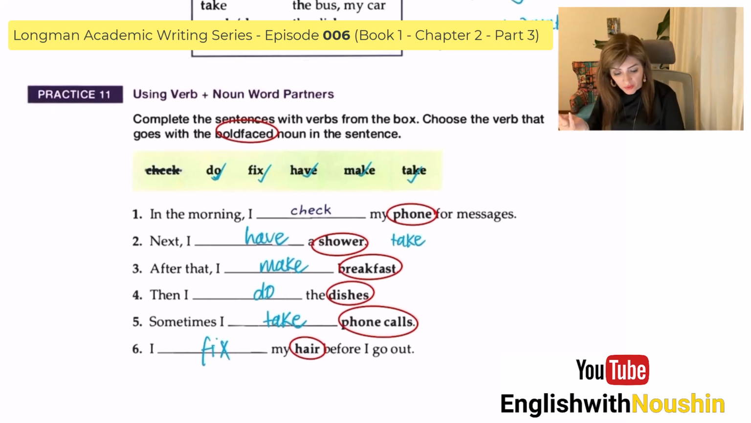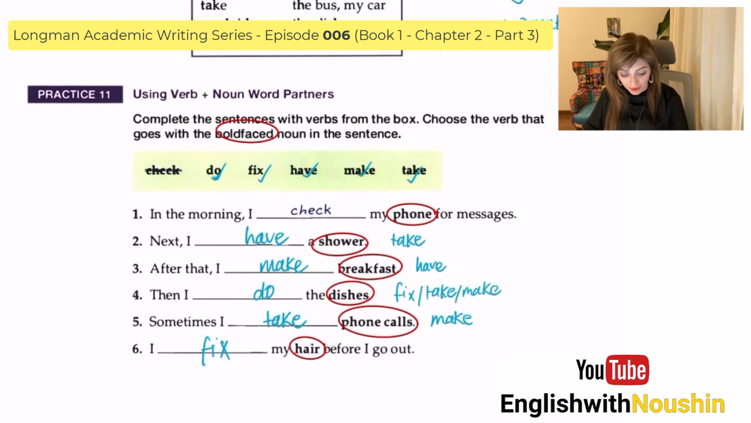Either you make phone calls, you call, ding, ding, ding, hello, Mom. Or you take phone calls. Your mom calls, ring, ring, hello. That's taking a call. Make breakfast. You can also have breakfast. That means eating it. Do the dishes. You can fix the dishes if the dishes are broken. And you can take the dishes to the kitchen, for example. And you can make the dishes if you are a dish maker.